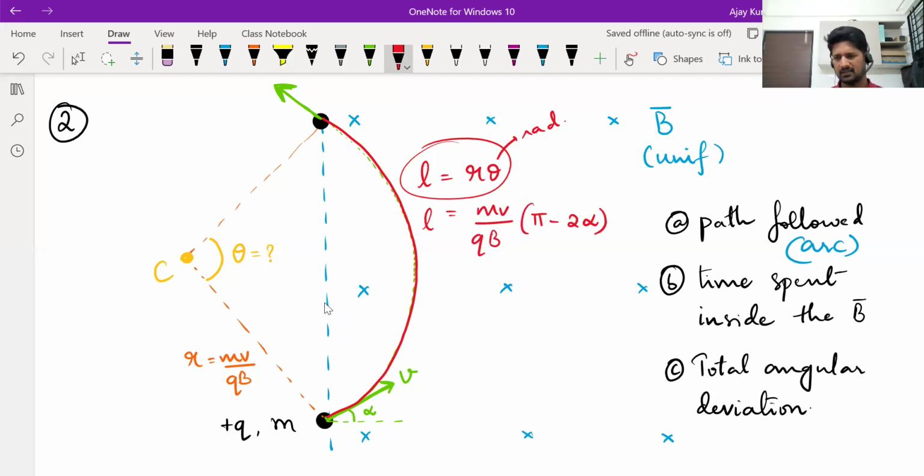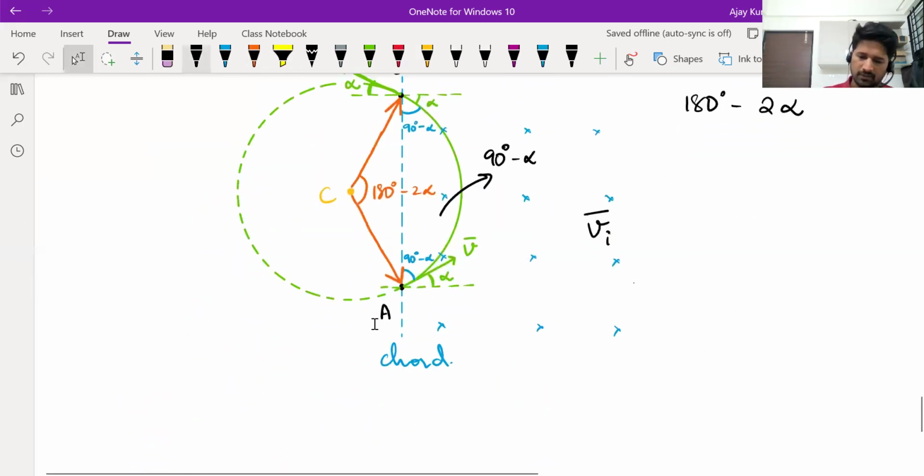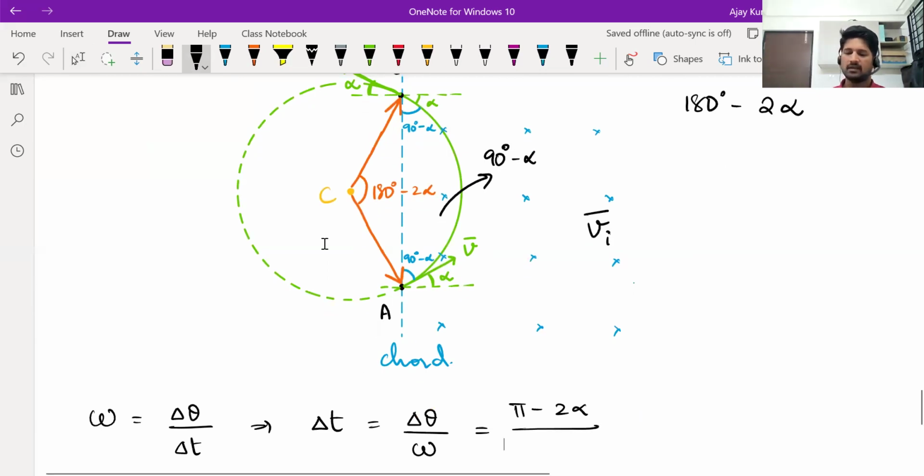See, it may seem complicated at first, but all you need to do is visualize the angle by which it rotates. In fact, there's another way also. You need to find out the time spent inside the magnetic field. I got one idea that time is distance by speed. We made use of that. There is another way also to calculate time using angular velocity. We know angular velocity by definition is angle rotated by time taken. So time spent inside the magnetic field is the angle rotated divided by the angular velocity. Angle rotated you will anyway have to find out, pi minus 2 alpha, divided by angular velocity.